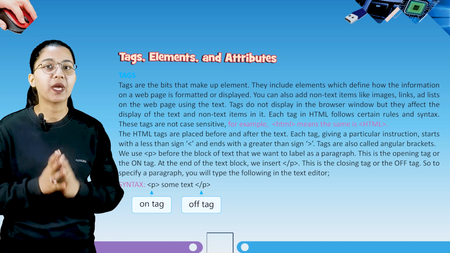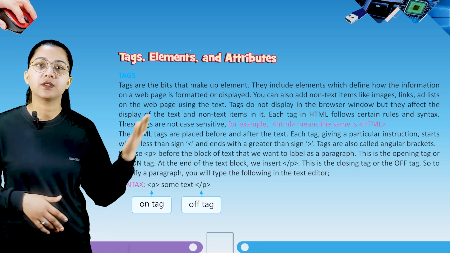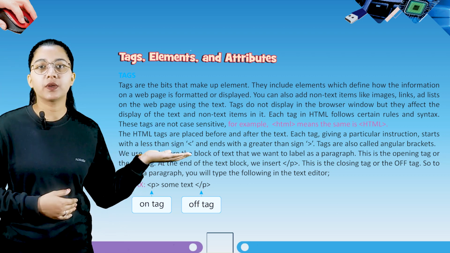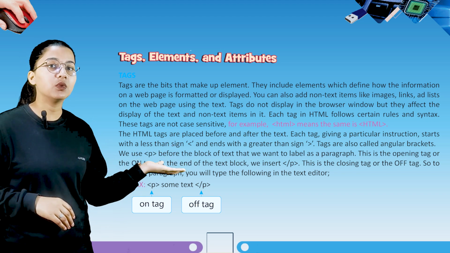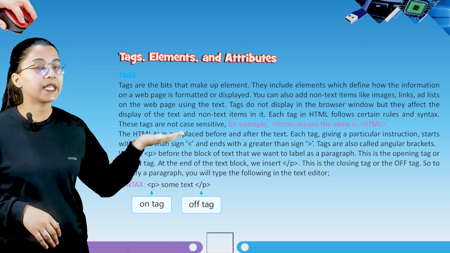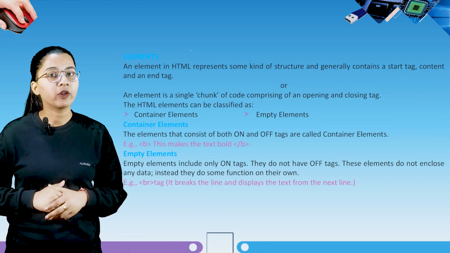So to specify a paragraph, you will type the following in the text editor. So here you can see the syntax. This type of tag you have to apply when you add a paragraph. So this p is an on tag and this p is an off tag. Now students, this is it from tags.